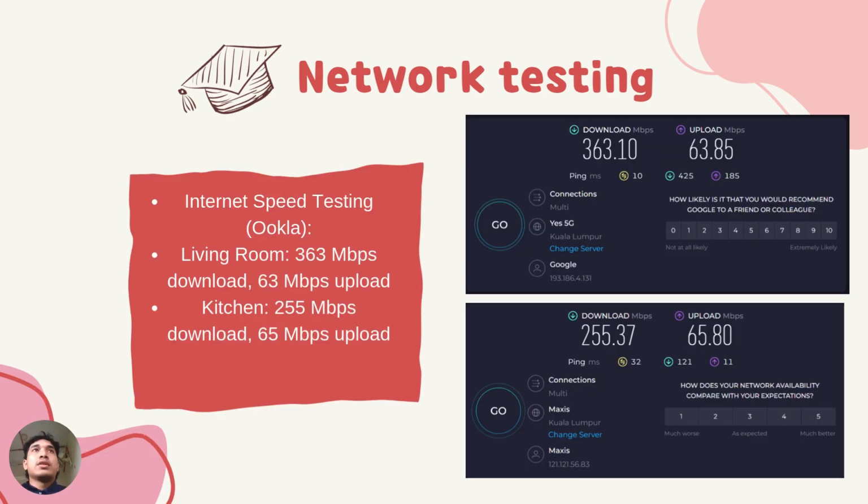For the second figure, the outcome is worse because it was taken in the kitchen, which is far back in the house. Since it's farther from the modem and router, although it's not as smooth as the living room, it can nevertheless accommodate activities that require a lot of bandwidth, with 255.37 Mbps for downloading and 65.8 Mbps for uploading.